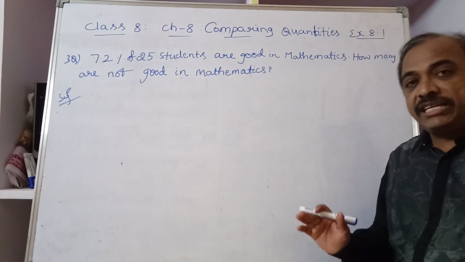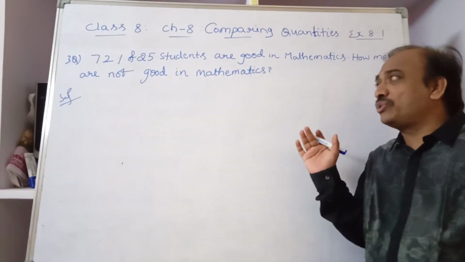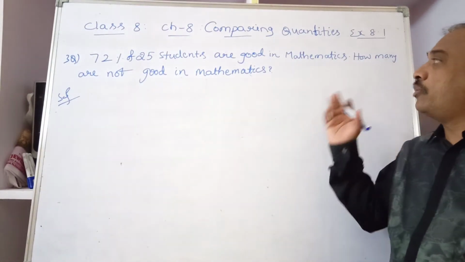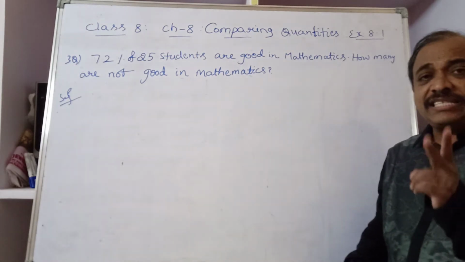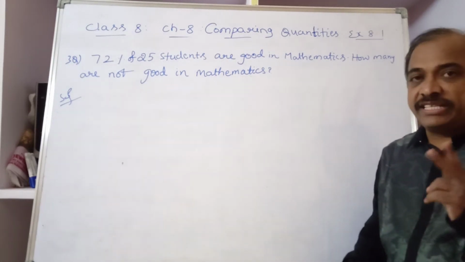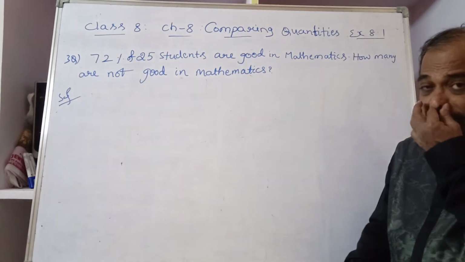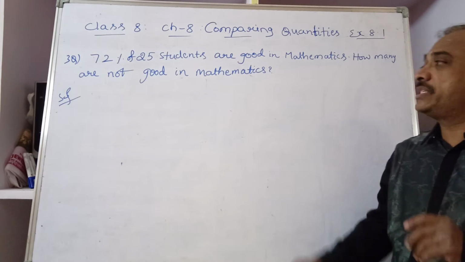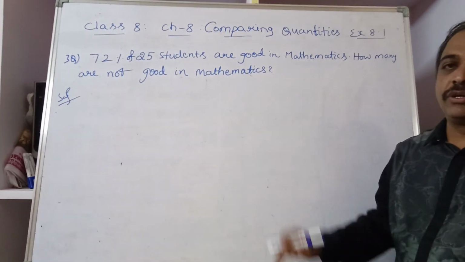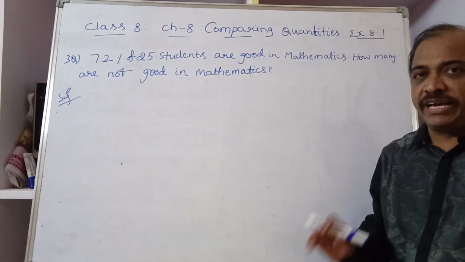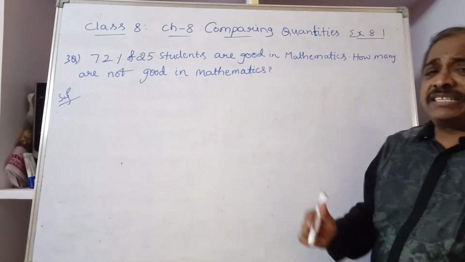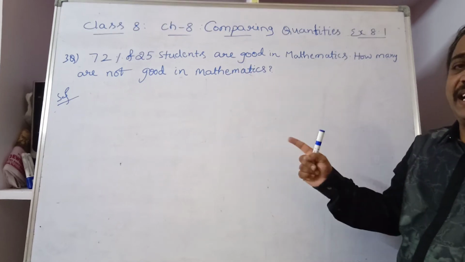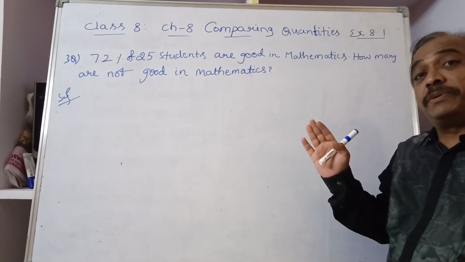72% means 72 by 100. So 72 by 100 of 25 people are good in mathematics. How many are not good in mathematics? This can be done in two ways. First, we will calculate how many students 72% will be. If you subtract that from 25, the leftover is how many are not good. That is one way. Another way, percent means per 100.